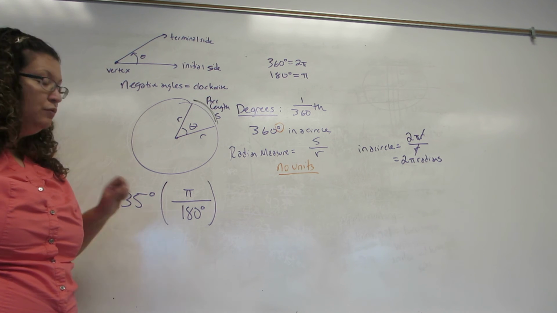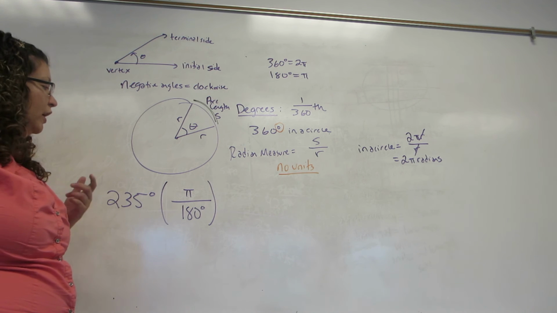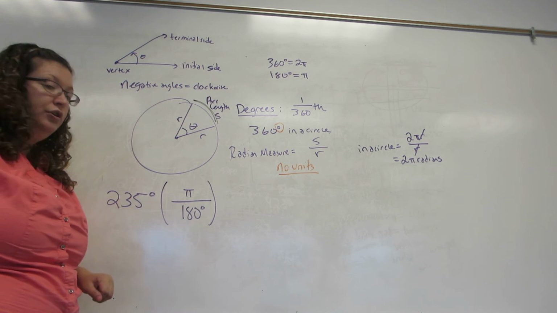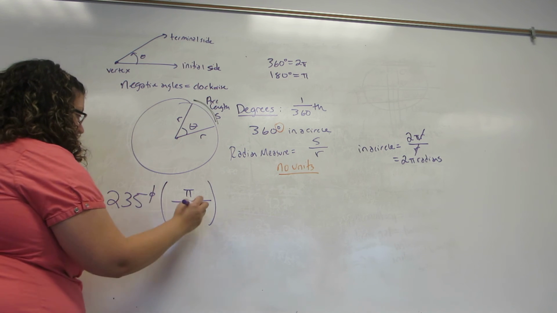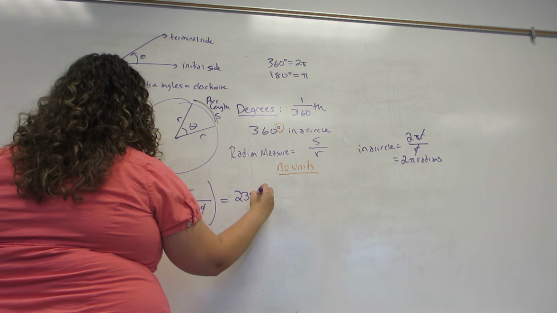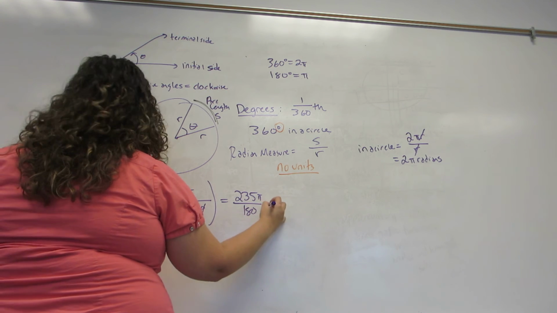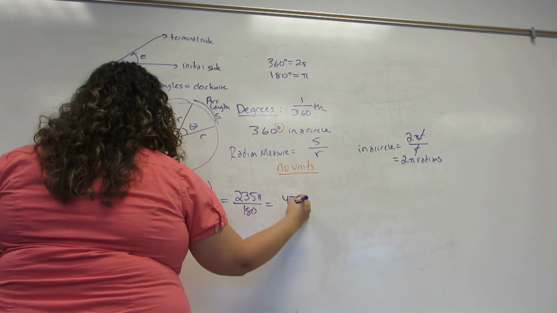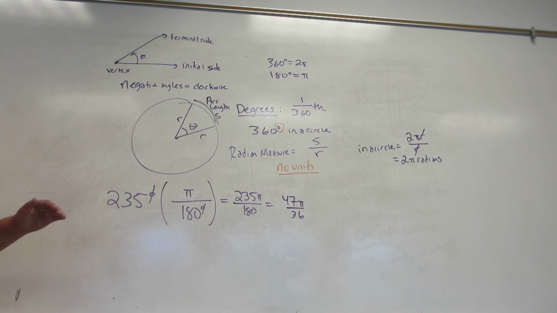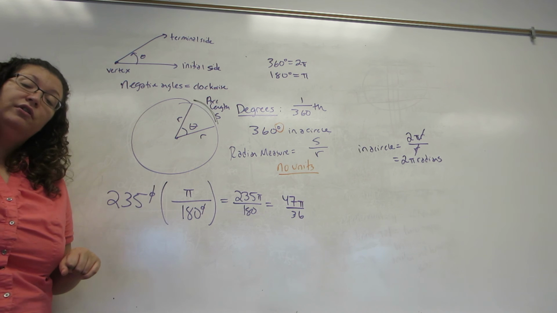Now, how did I choose which one on top and bottom? Well, I want to end up with radians, so that one on top, and I want to cancel the degrees, so that one on bottom. Because now the degree symbol cancels, I'm left with 235 pi over 180, which simplifies to 47 pi over 36. And that's the radian measure of 235 degrees.